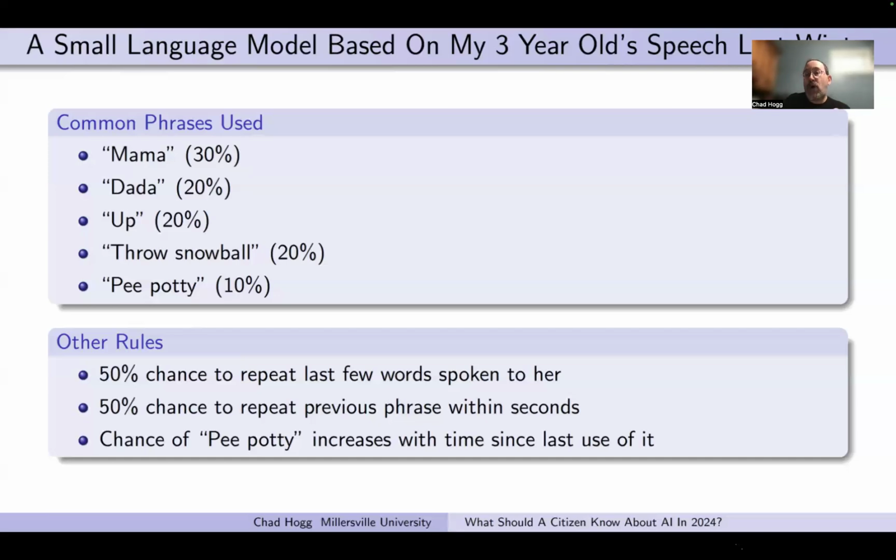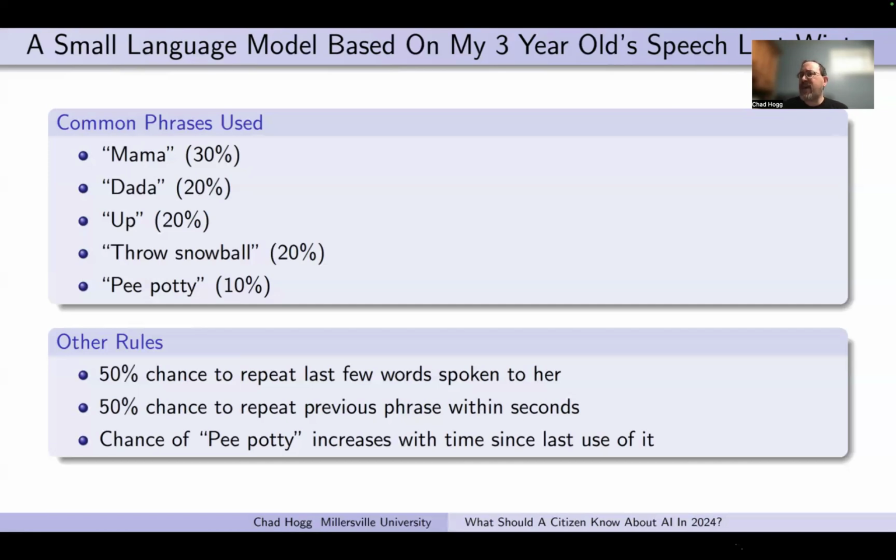But I have a very small language model here. This is based on the way that my 3-year-old at the time talked last winter. She was somewhat speech delayed and didn't say very much. About 30% of the time, if she said something, it was the word mama. About 20% of the time, it was dada. Another 20% of the time, she said the phrase throw snowball. And 10% of the time, she said the phrase pee potty.